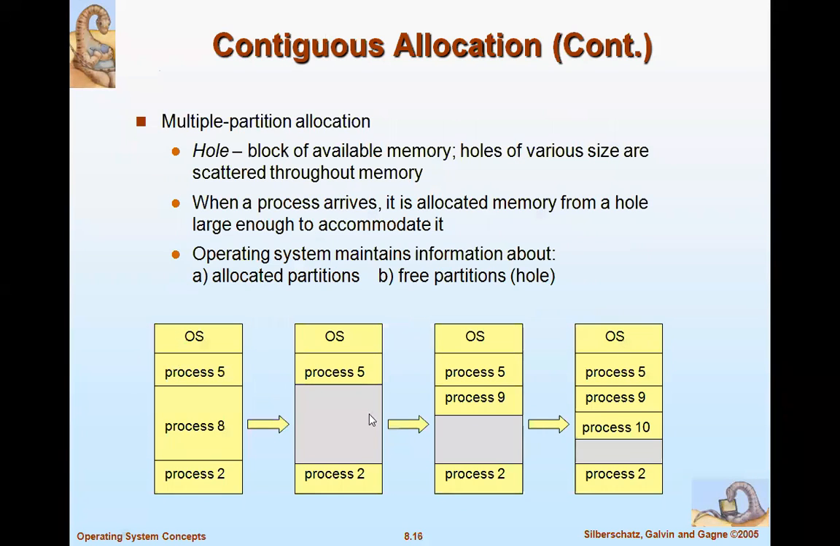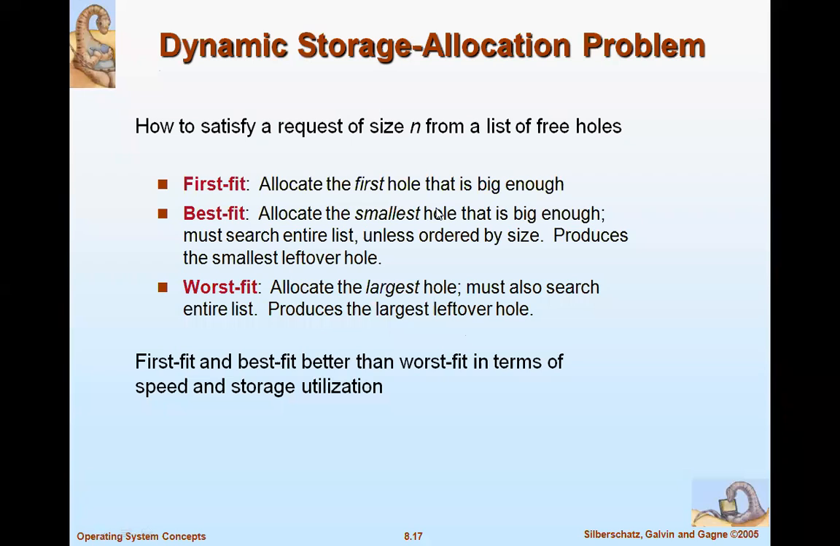Here we have 3, here we have 3. How many you want to generate is based on what? A hole is nothing but a block of available memory, and it can be of various sizes. One process size can be 1 MB, another 10 MB, another 50 MB. When that is the case, in which way do you satisfy the request? Here we use first fit, best fit, and worst fit. First fit allocates the first hole that is big enough.